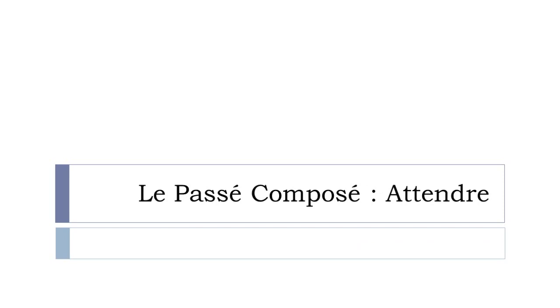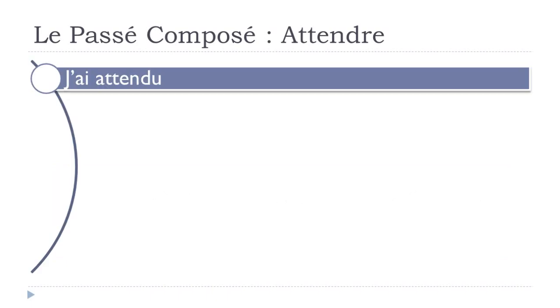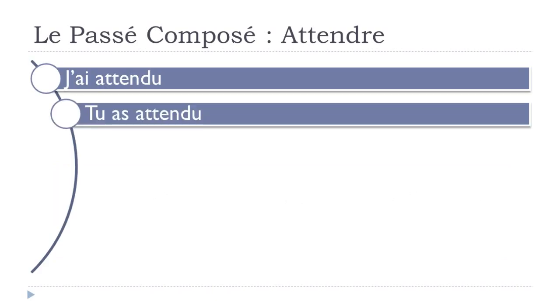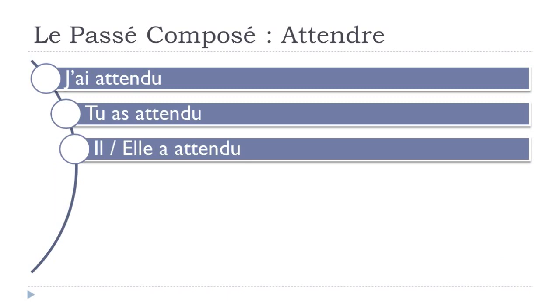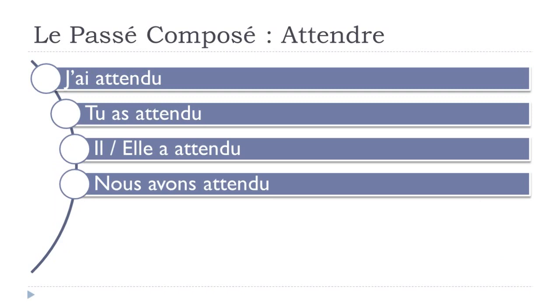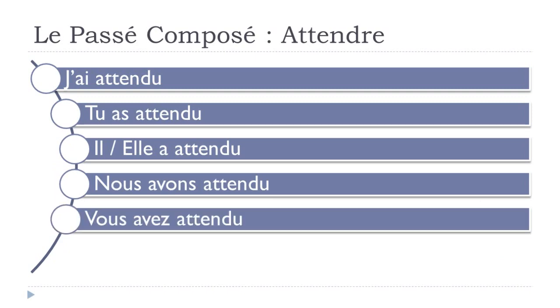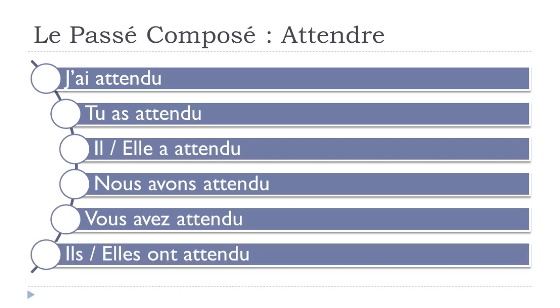Le passé composé, and the verb is attendre. Attendre is to wait, okay? And so we'll see the past form. It's just some reviews that we are doing, but they are really important. So let's see how it goes now. J'ai attendu. Tu as attendu. Il a attendu. Elle a attendu. Nous avons attendu. Vous avez attendu, ils ont attendu, elles ont attendu.